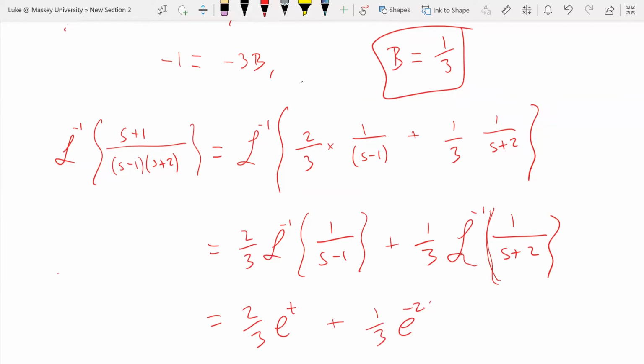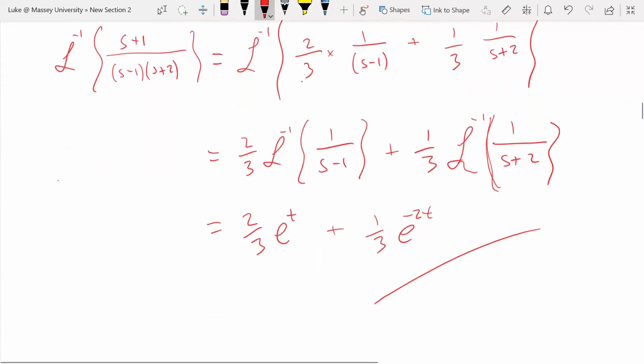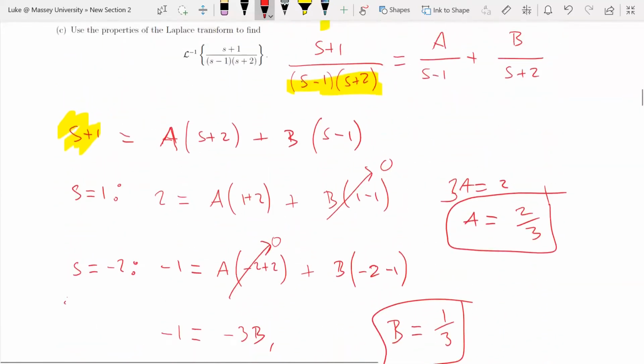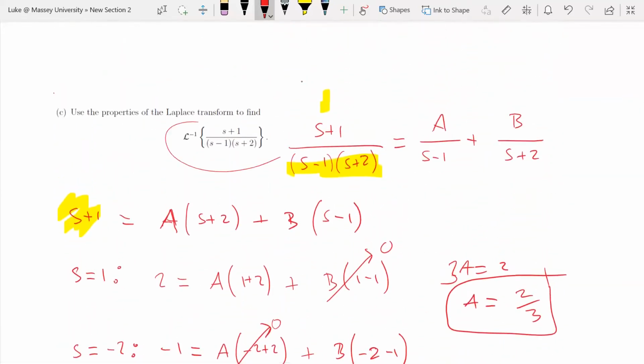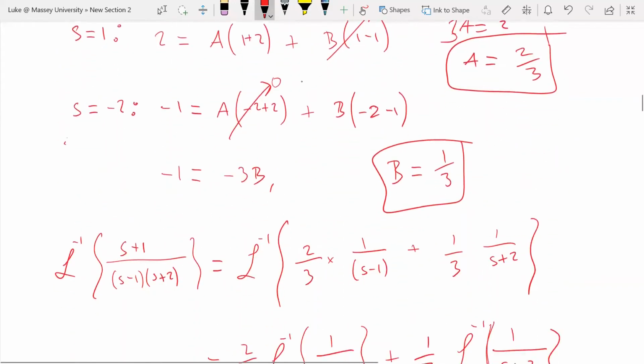That t is a bit funny looking. Let's rewrite that. So again, if you know your Laplace transforms, well, if you don't, refer to the table, but if you know them, then you can solve these fairly quickly. Whenever you see a problem like this, you're going to think partial fraction decomposition.